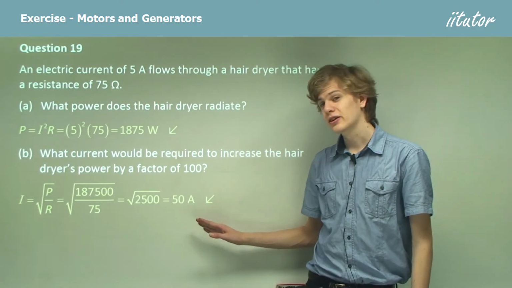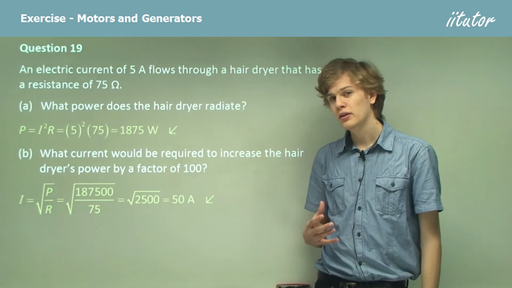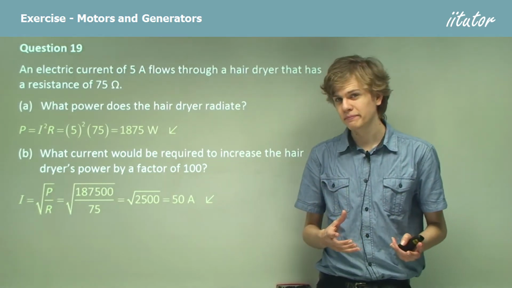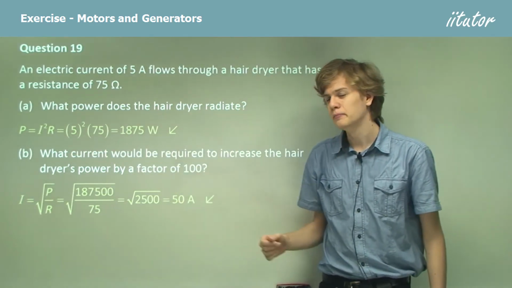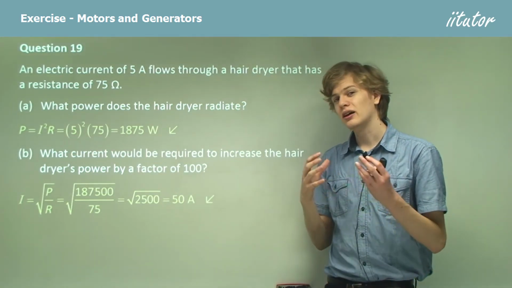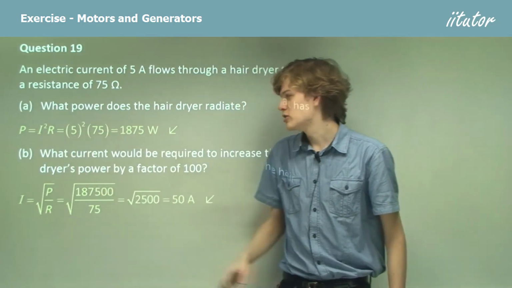So if we increase the current by a factor of 10, we increase the power by a factor of the square of 10. We can see that with this starting equation pretty easily, right? If we increase I by a factor of 10 and we square that, then the power will increase by a factor of 100.